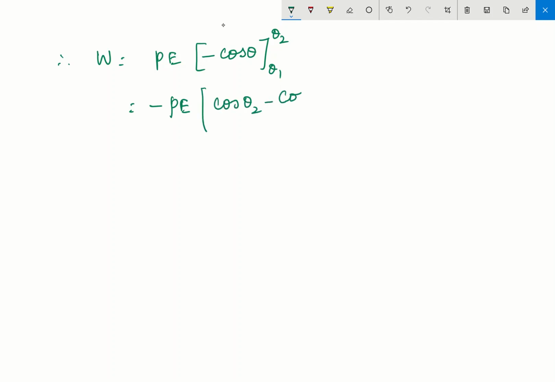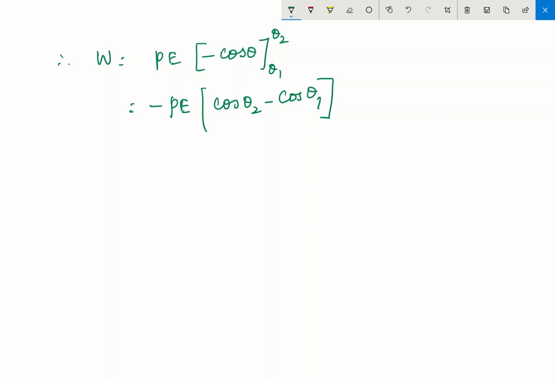Therefore, what is W? W is equal to P E. The integral of sine theta is minus cos theta, and the angle is theta 1 to theta 2. Therefore, that is nothing but minus P E. The minus sign you take outside. Therefore, you will be getting cos theta 2 minus cos theta 1. Correct? Upper limit minus lower limit.